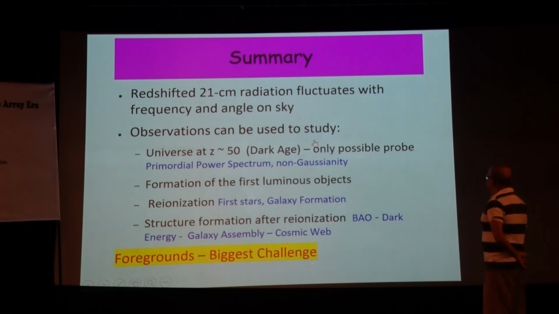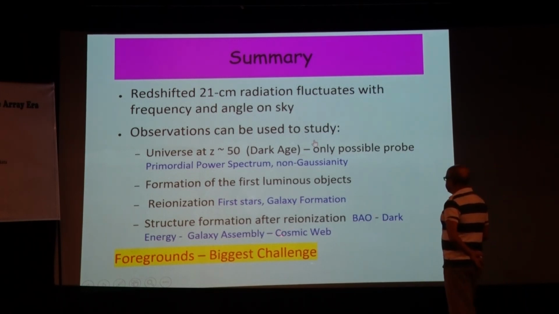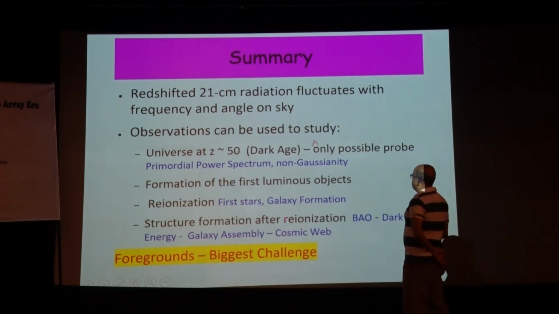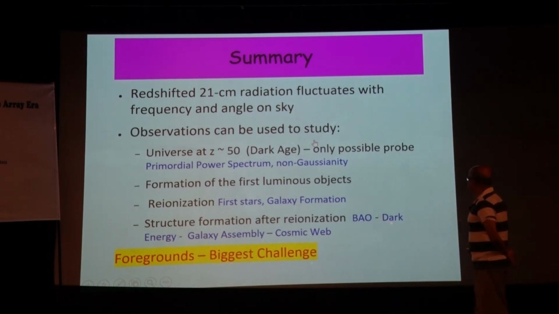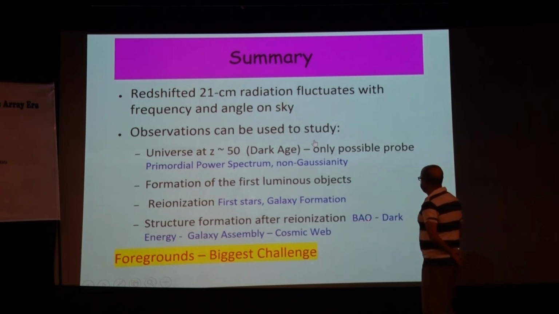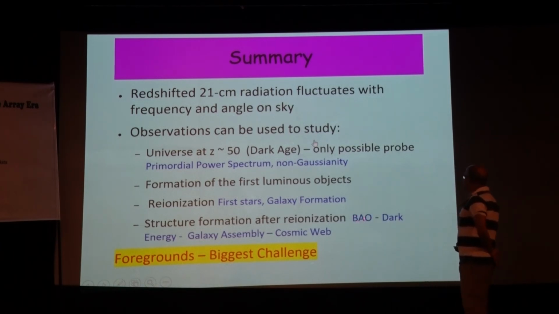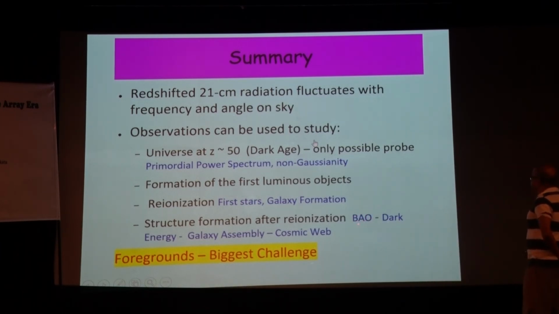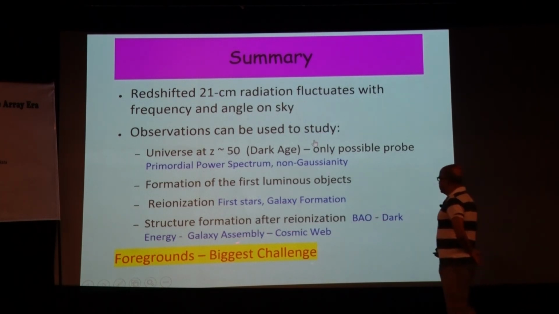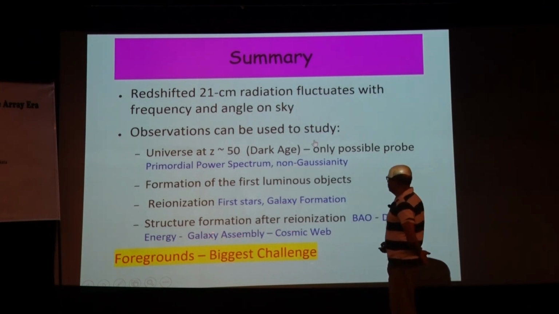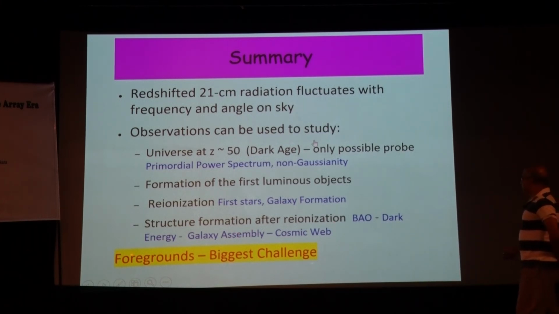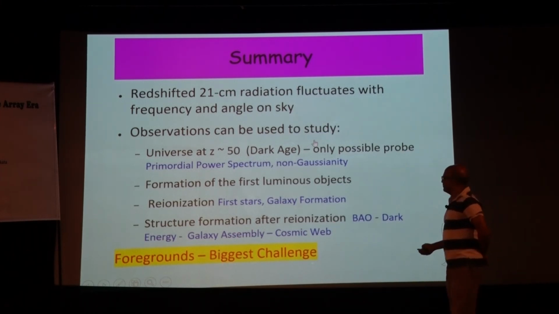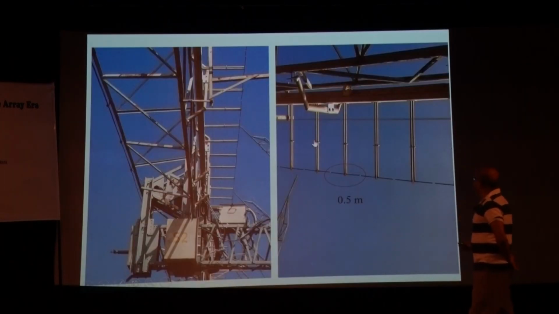At even lower redshifts, after the universe was reionized, the fluctuations essentially trace the dark matter. So you can ask questions about the baryon acoustic oscillations, which can give you a handle on dark energy, and the growth of fluctuations, which can give you a handle on theories of dark matter. You can look at galaxy formation and the cosmic web. Foregrounds are the biggest challenge in this field. Okay, thank you.